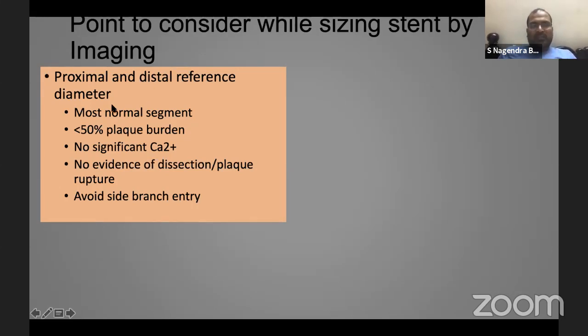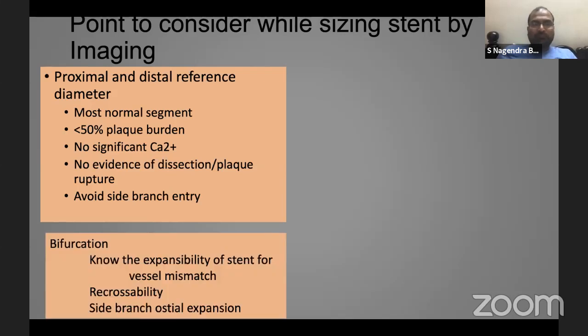The proximal reference and distal reference segments should have less than 50% plaque burden, without any dissection, without any thrombus, without any calcification. And there should not be any prominent side branch at the level of the proximal or distal reference that can actually oversize or undersize, which can have a significant impact on the sizing of the stents also.